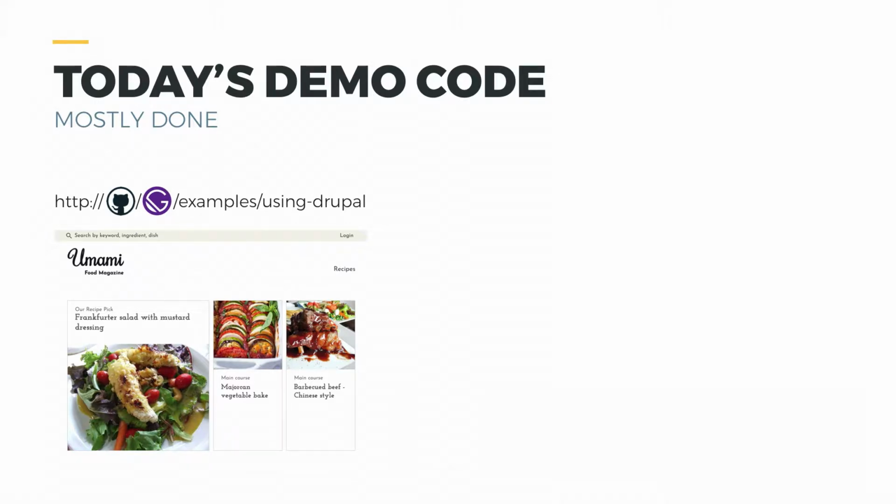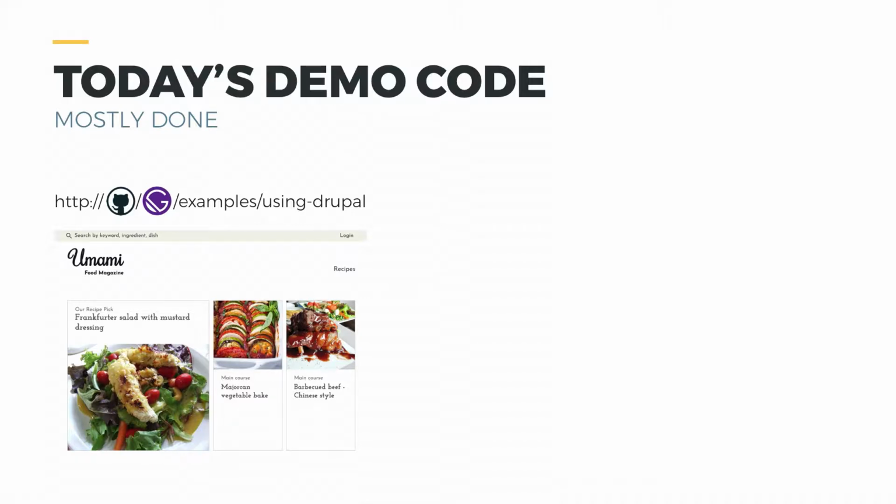using the JSON API. If you go to the GitHub repo for Gatsby under examples using Drupal, there's some code there that you can run a Gatsby build, and it pulls the data out of a live Drupal site using the JSON API and builds this site using the Umami content.